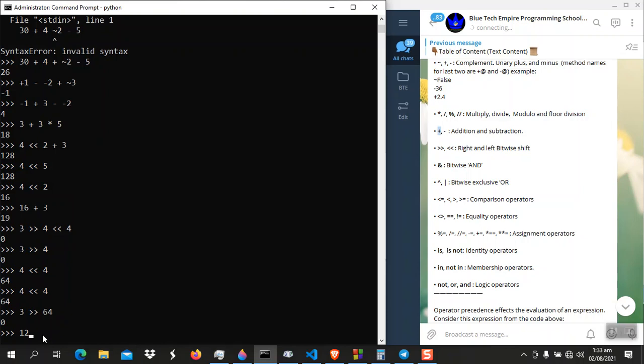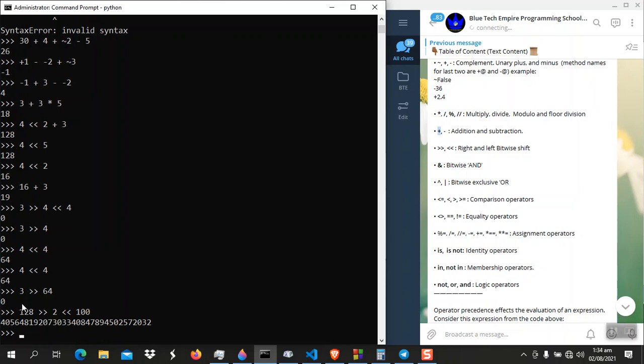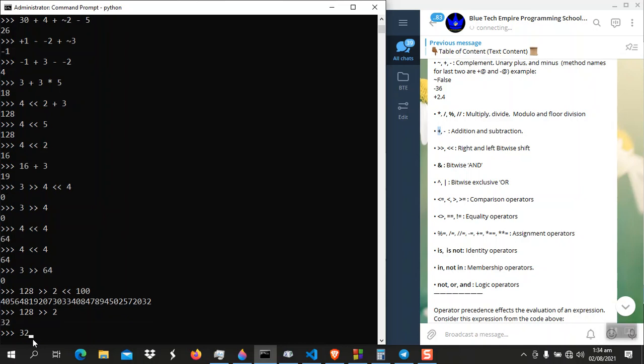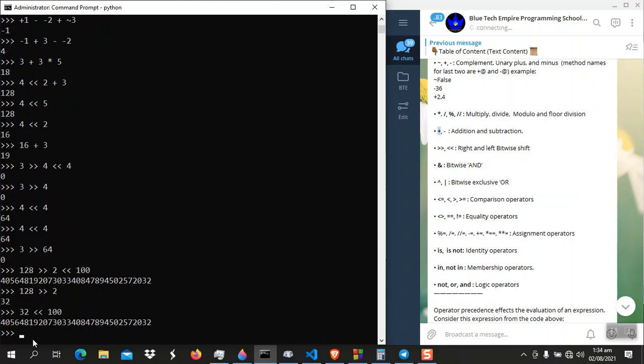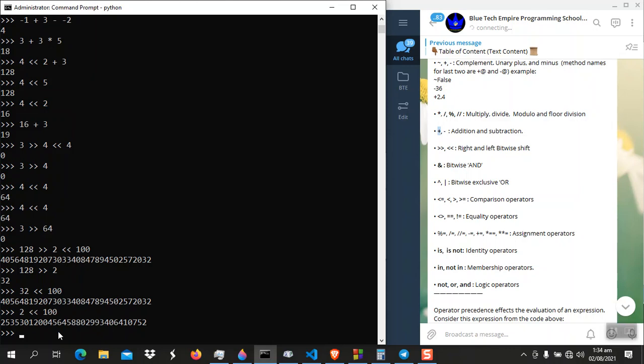128 left shift 2 right shift 100. Okay, let's see now if it's from left to right or right to left. Now let's take 128 left shift 2, then let's take 32 right shift 100. All right, let's now try it from left to right. Let's take 2 left shift 100. Wow, that one is so big. We cannot even do 22 right shift this.